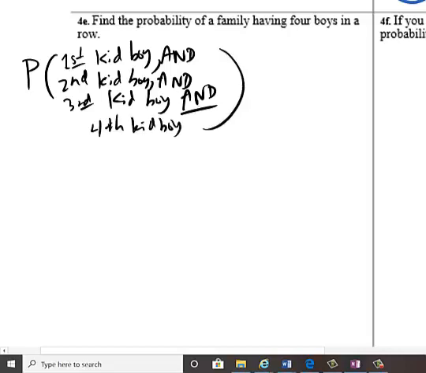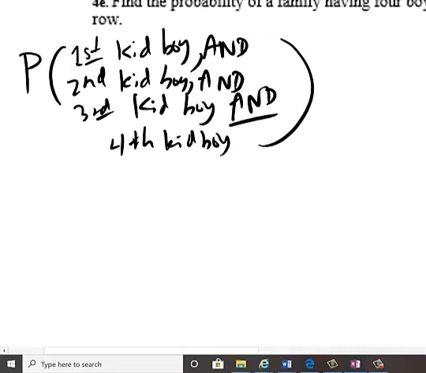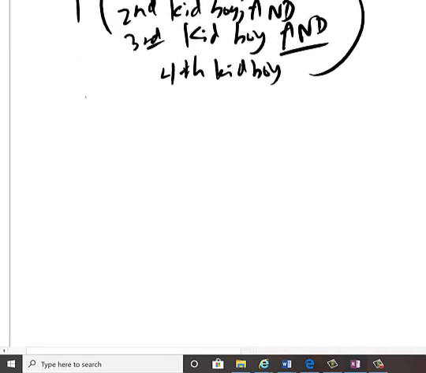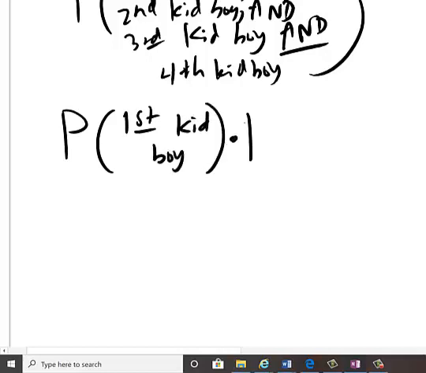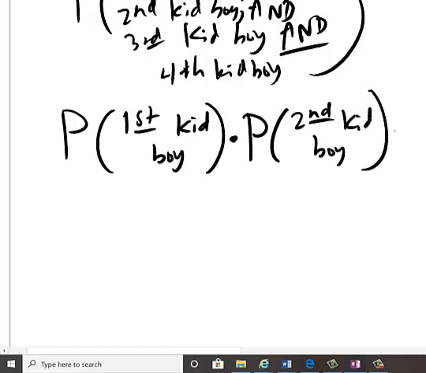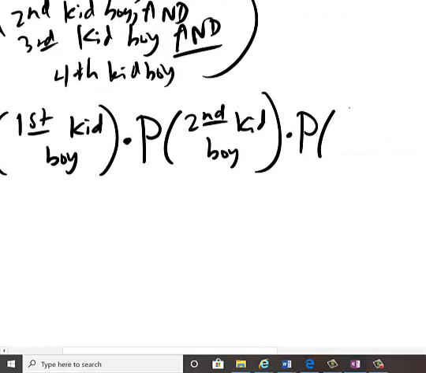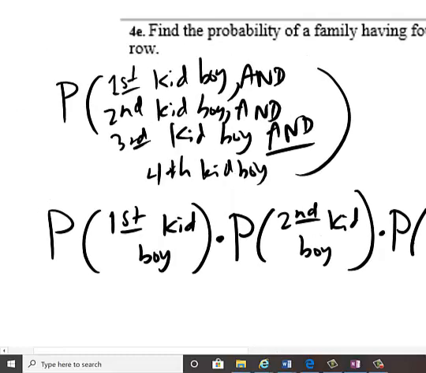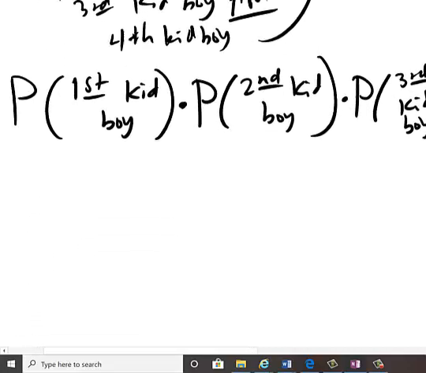So far we've only seen 2 events happening, where I want the probability of one thing and another, or the probability of one thing or another. Now there are 4, but that just means you're multiplying 4 things together. The probability of the first kid being a boy times the probability of the second kid being a boy times the probability of the third kid being a boy times the probability of the fourth kid being a boy. There were 4 kids, right? Yes, 4 boys.